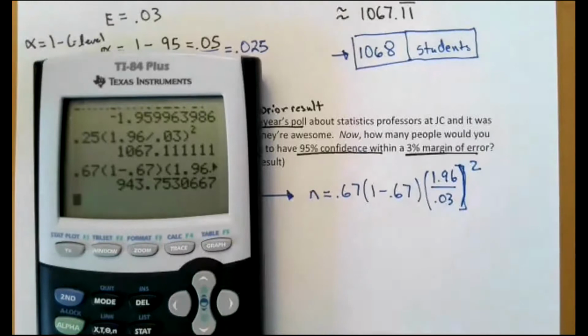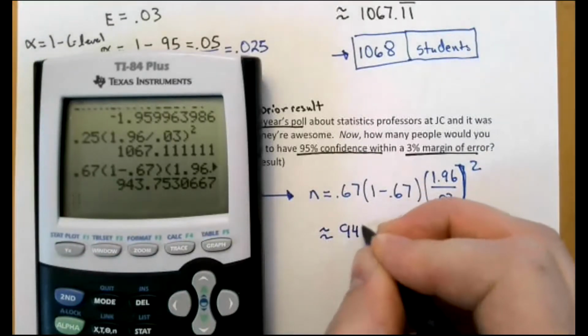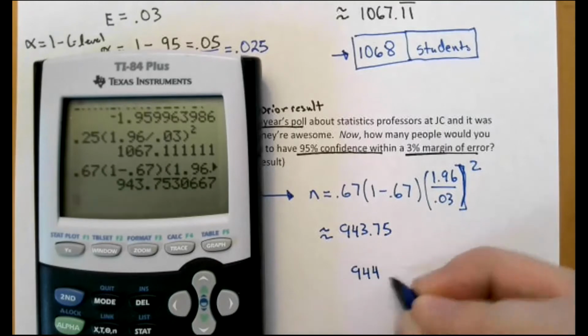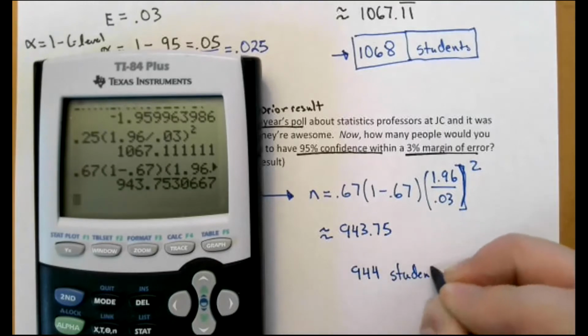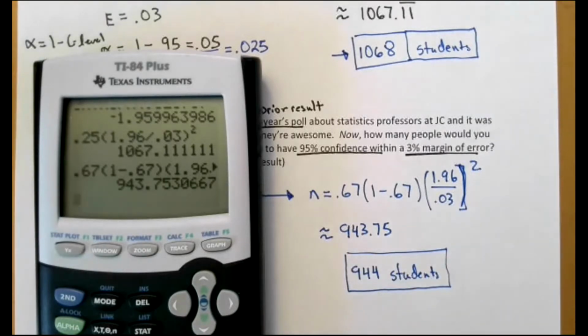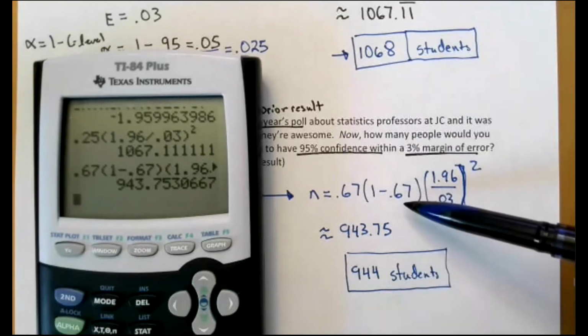And I am getting 943.75 approximately, which the correct answer is 944 students. So notice it's less when we have a prior estimate.